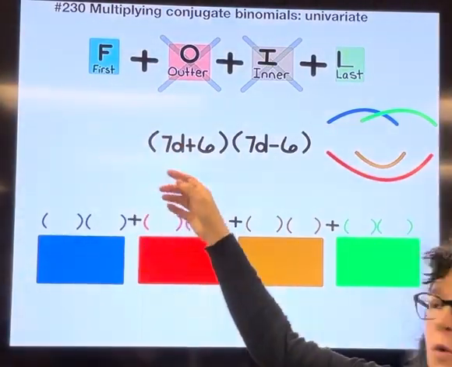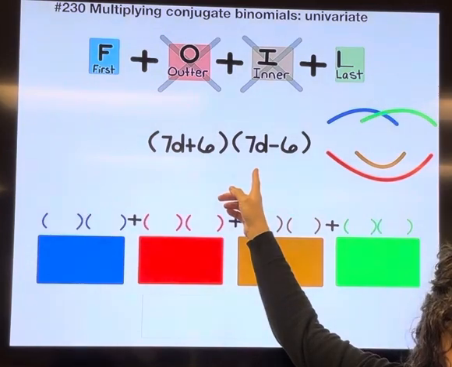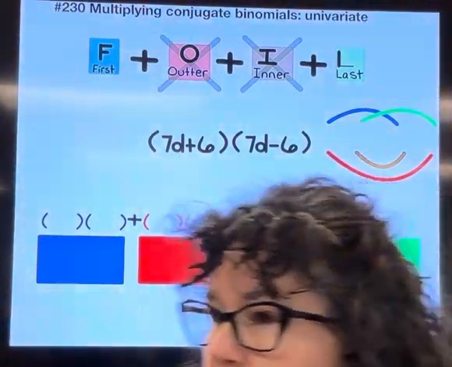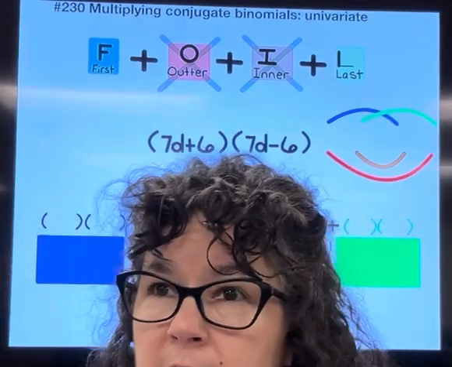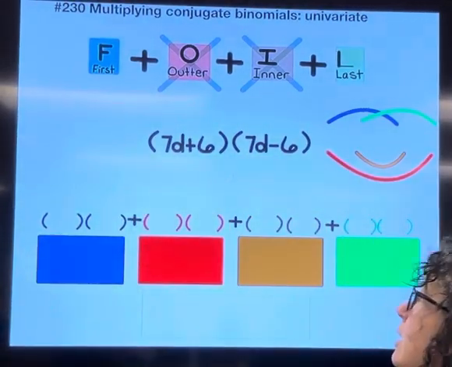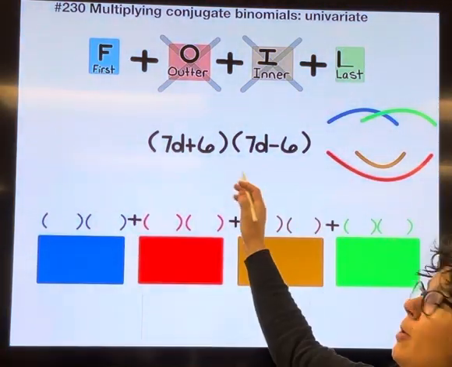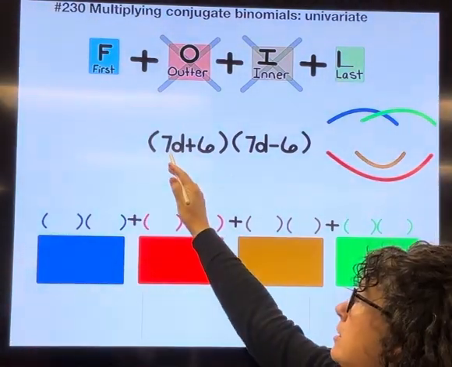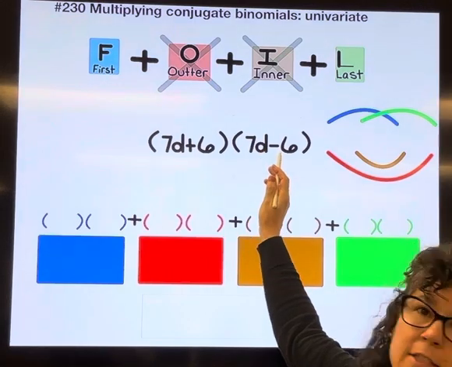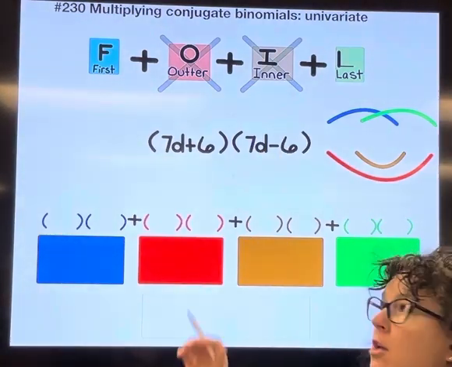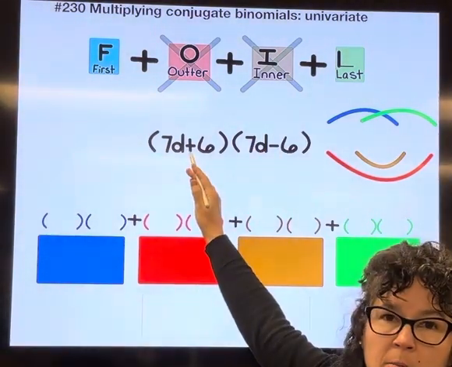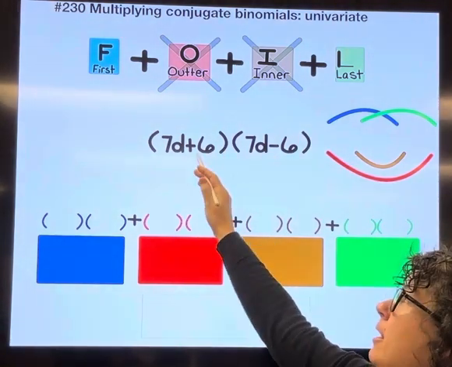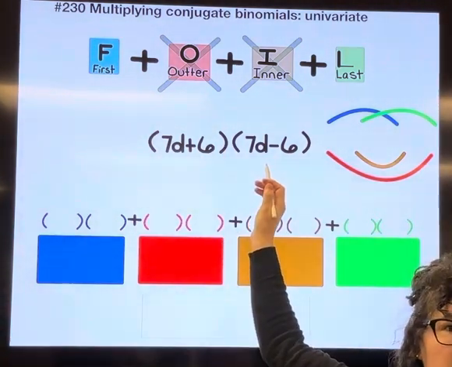We've been using FOIL to multiply these binomials together, but there is a shortcut that occasionally occurs, and that is if you happen to notice that the two things you're multiplying together are identical. Notice 7D and a 6, 7D and a 6, with the exception that one of them has a plus in the middle and the other one has a minus in the middle. The name of this, they're called conjugates.